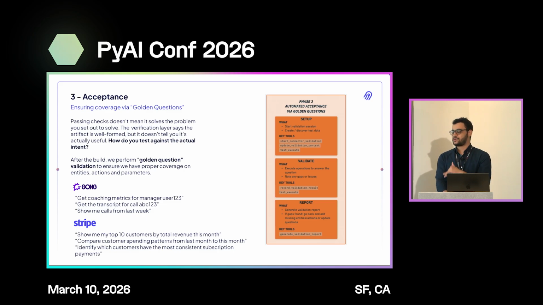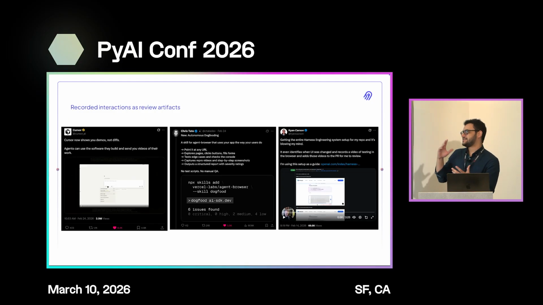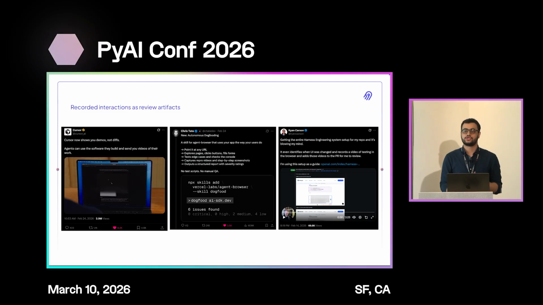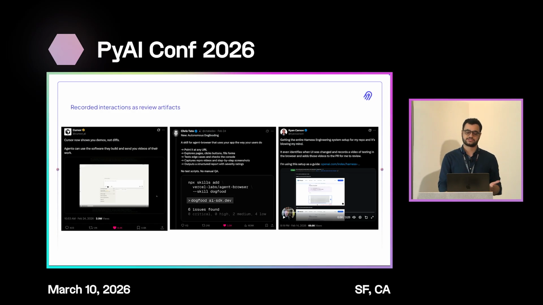And that trace that it leaves behind, aside from this process being a good validation that you've actually built a good connector, also helps on the review side. So you might have seen this pattern recently where, especially in the front-end world, when you're asking an agent to make changes, the agent also records a video of the changes and posts that as part of the PR as an artifact that makes it easier for the humans to actually review those changes as well.